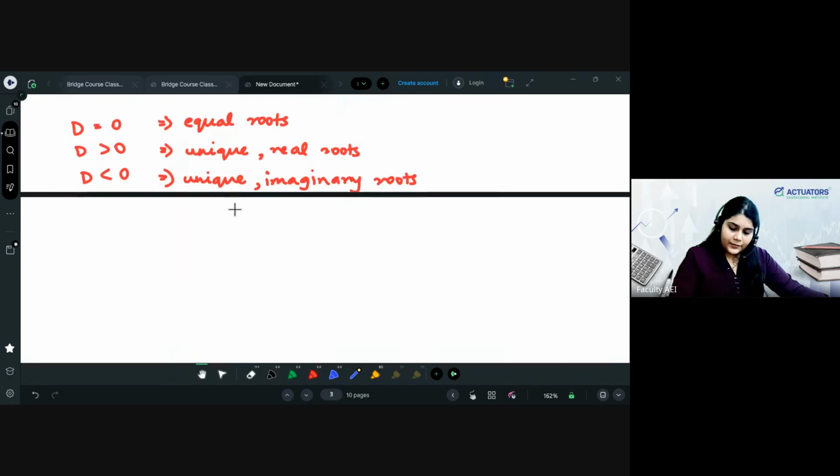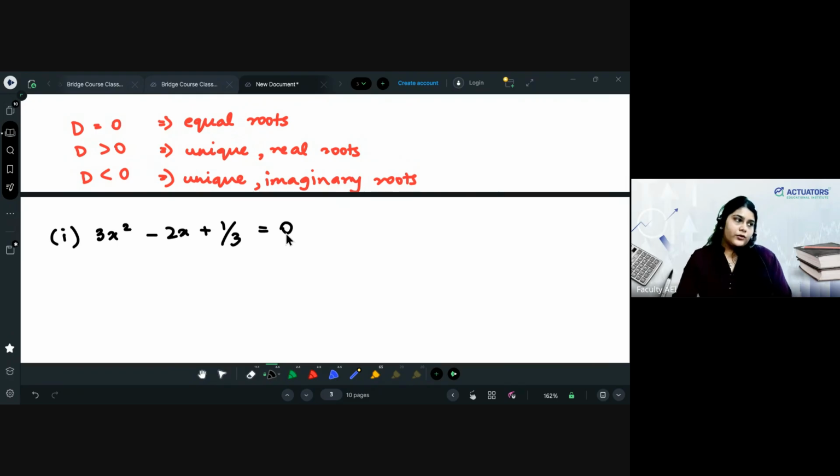Okay, let's do a question. पहले just tell me the nature of the roots. Okay, 3x square minus 2x plus 1/3 is equal to 0. What will be the nature of the roots?